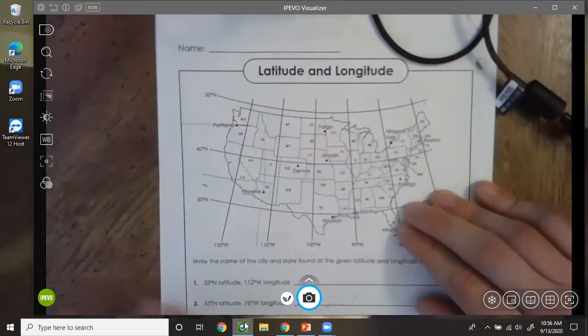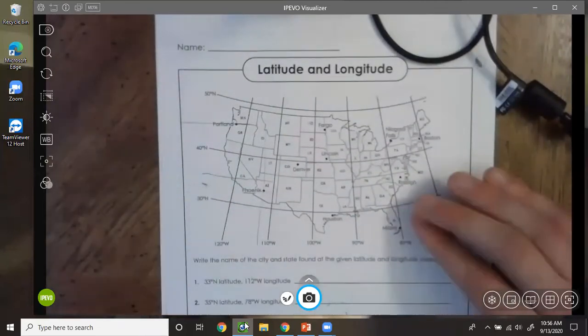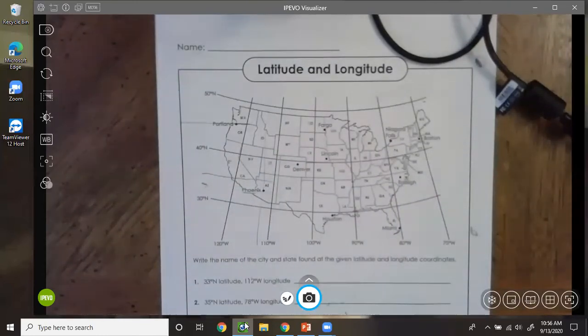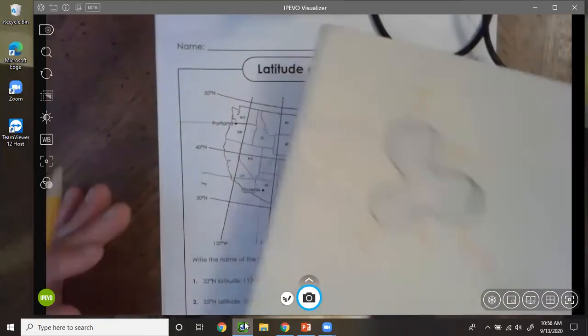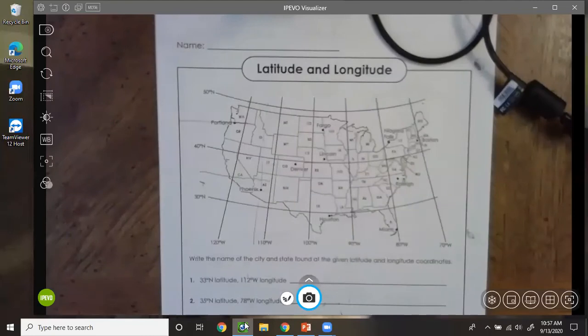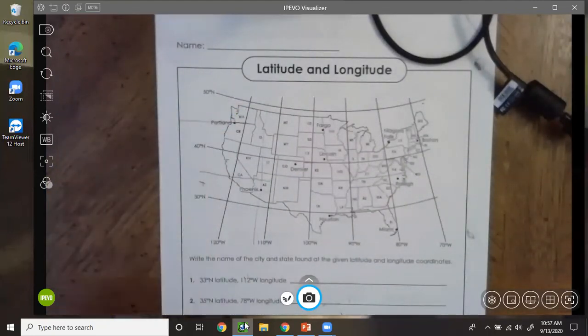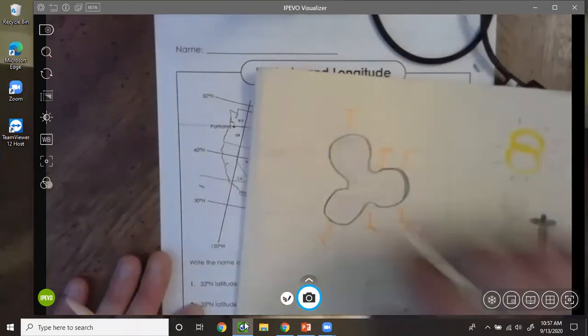Now, we need to do the same thing for longitude. So we're going to draw it. And now this is an odd map, so the longitude lines are kind of slanted. But if it was a flat map, you could just draw a straight line. We're going to try and draw it parallel to the nearest longitude line here, going straight down. So let's take a look.